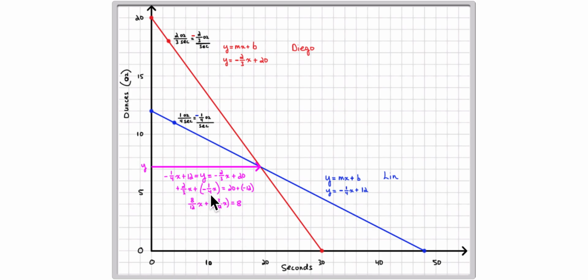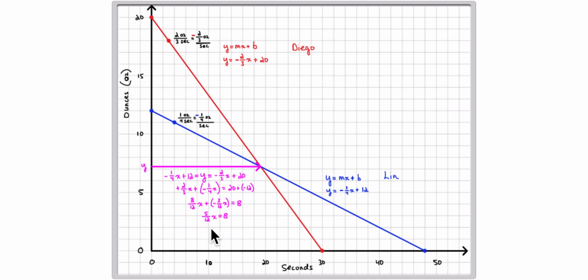You change both of these to 12ths because you're going to add the positive to the negative. You end up with 8/12 x plus a negative 3/12 x. So this is 8/12. This is a negative 3/12, and they equal 8. So 20 plus negative 12 is 8. So you end up with 5/12 x equals 8. And multiply by the multiplicative inverse of 5/12. Actually, you're dividing by 5/12. So you're going to multiply by 12/5. That's 96/5. So you should go through these calculations and make sure you understand where these numbers are coming from.